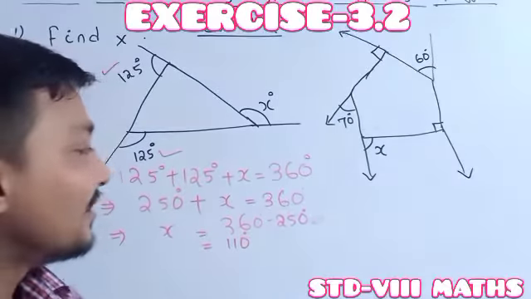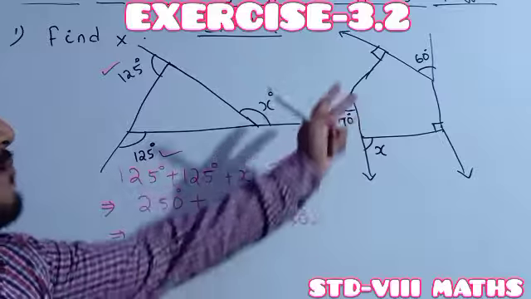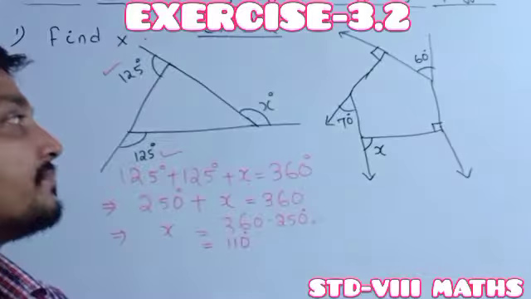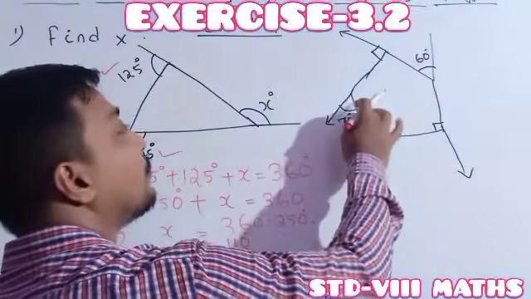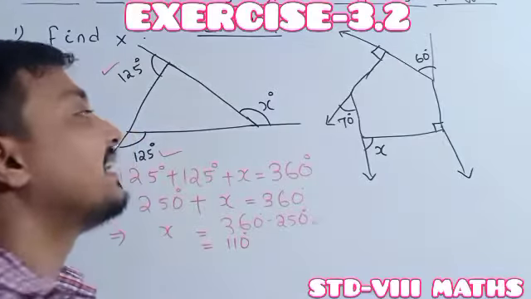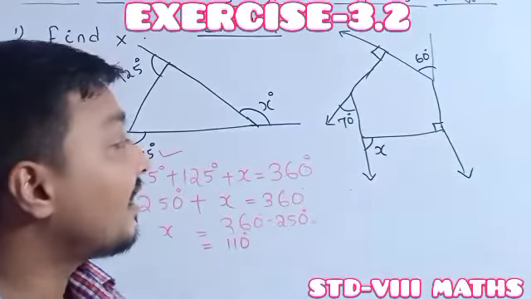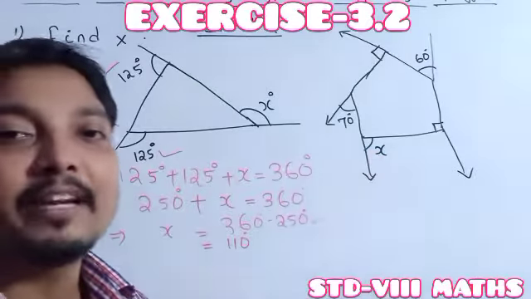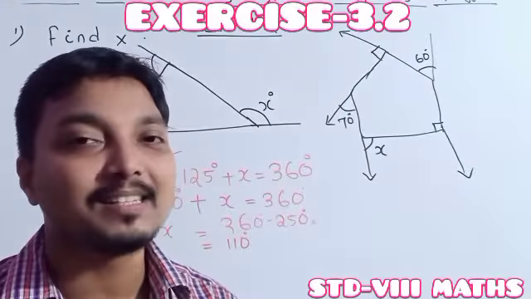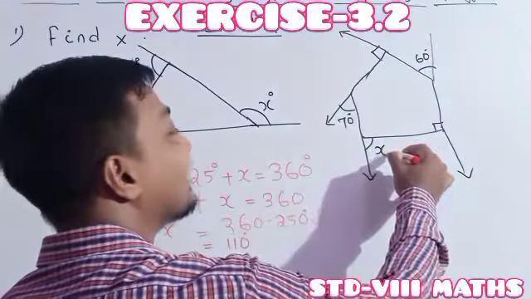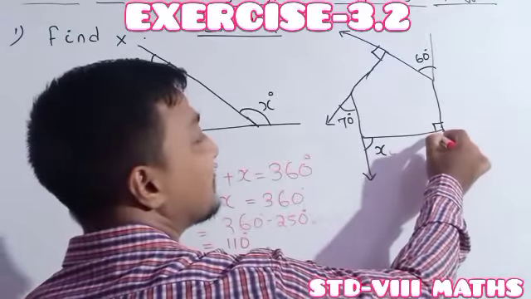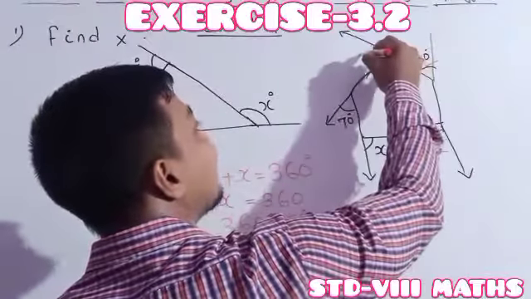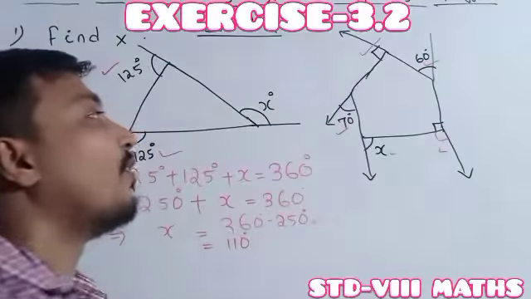Understood? Just like this question, we have to attempt the next question. Here a pentagon figure is given. It has 5 sides: 1, 2, 3, 4, 5. You have to find the measure of the angle x. This angle measure is x. So this is one of the exterior angles, and this one is 90, and this one is also 90. Another exterior angle is given, and this exterior angle is also given.